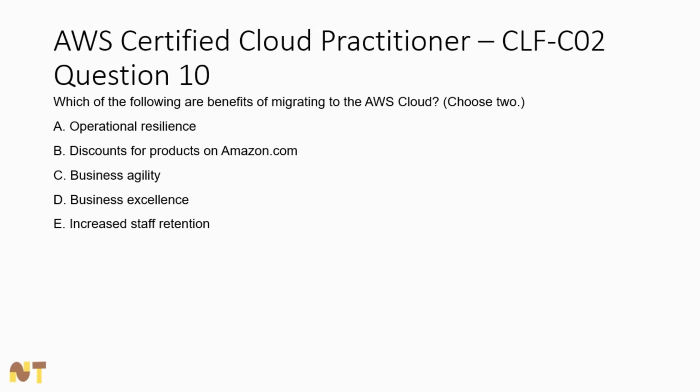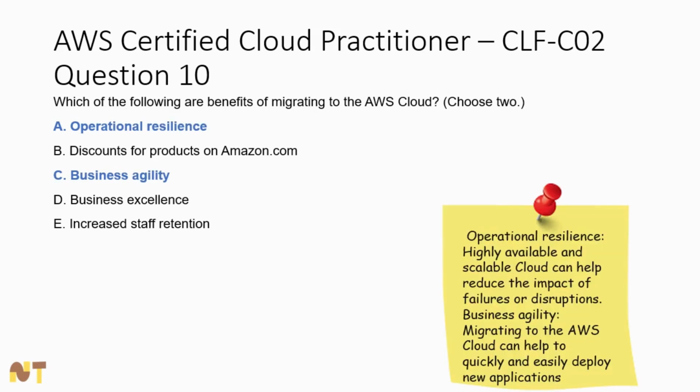Increased staff retention. Now, there are several benefits of migrating to AWS Cloud, but the correct options here are option A, that is operational resilience, and option C, that is business agility. By operational resiliency, organizations get the benefit of highly available and scalability and reduce the impact of failures or disruptions. And by business agility, organizations can quickly and easily deploy new applications and services, scale their infrastructure up or down as needed, and experiment with new technologies. So, the correct options are option A and option C.